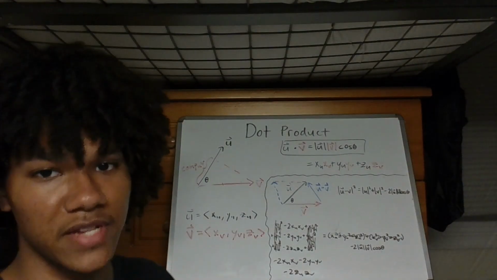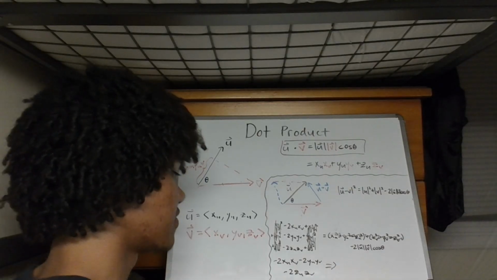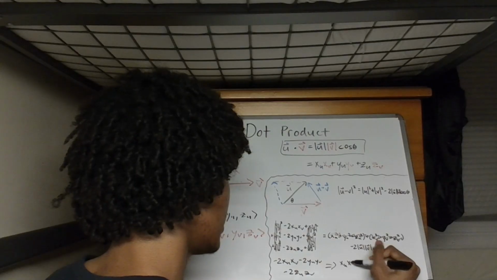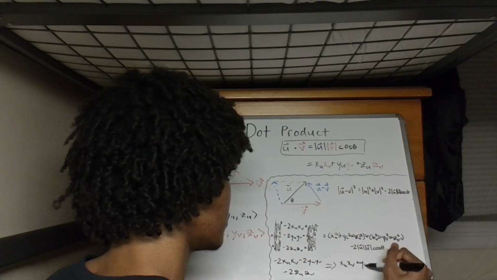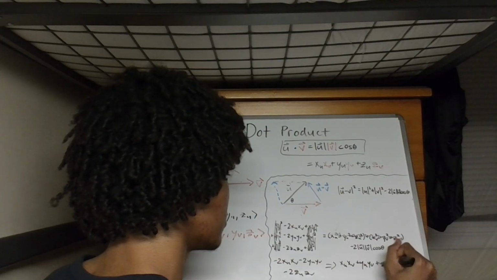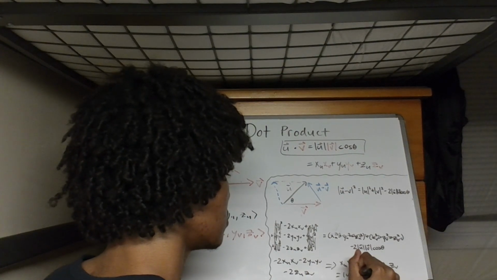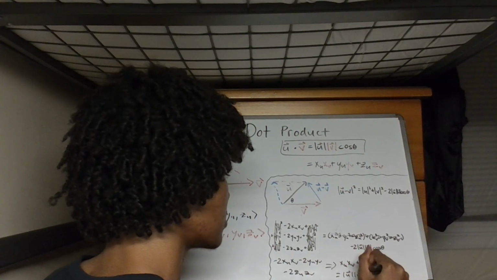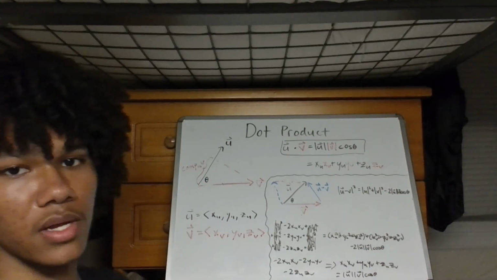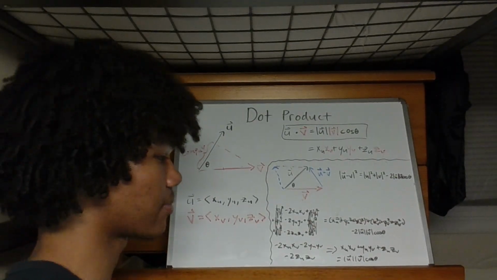So there's a lot of -2's in here, so obviously what I'm going to do is divide by -2, and we have x of u, x of v, plus y of u, y of v, plus z of u, z of v is equal to magnitude of u, magnitude of v, multiplied by the cosine of the angle between them. So now we've arrived at the component form of the dot product.